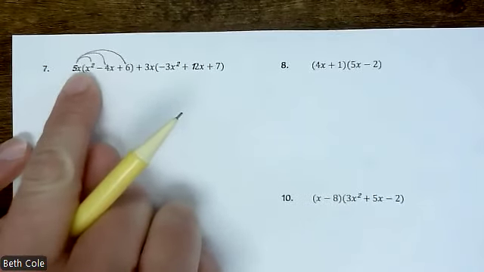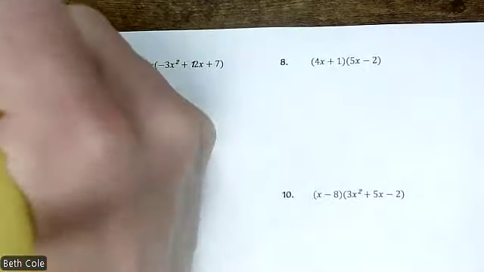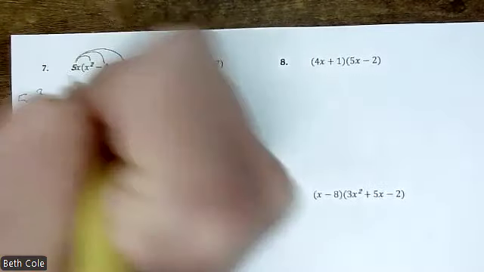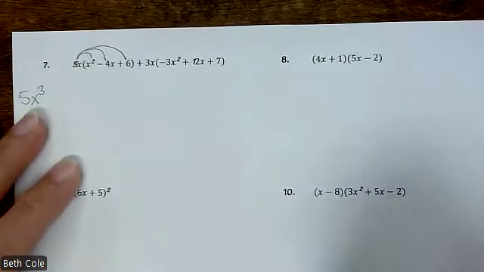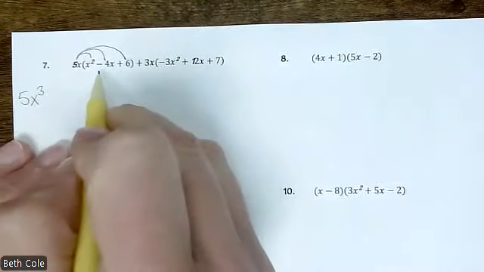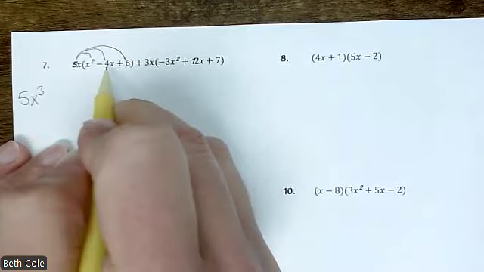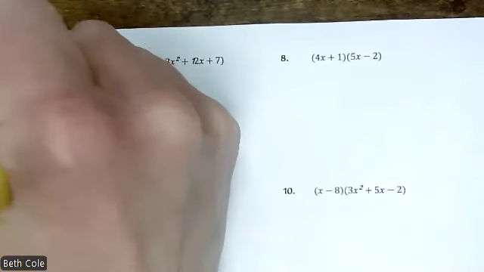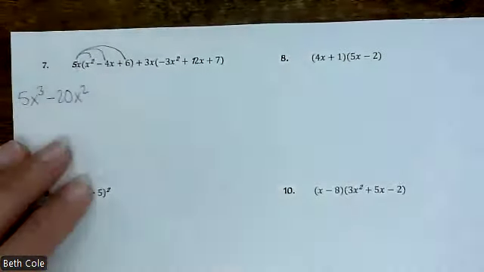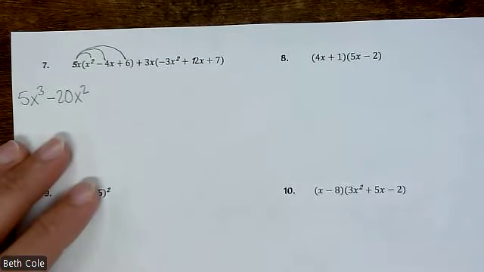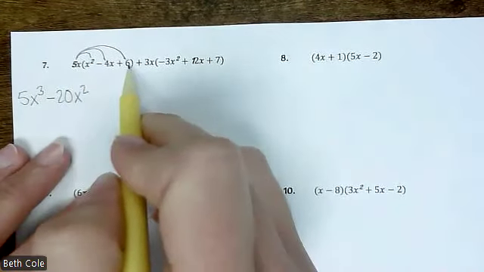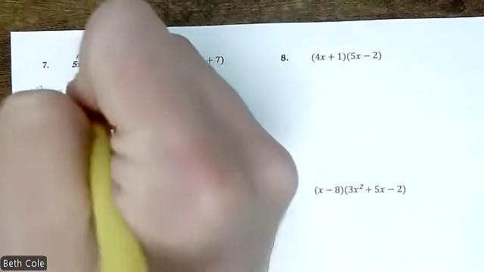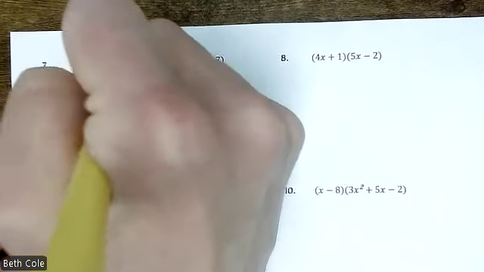So what's that going to give you for the first term? Close. Cubed. Good. 5x cubed. Why is it 3? You add them. 1 plus 2. Good. All right. Next one. 5x times -4x. -20x squared. 1 plus 1 is 2. All right. And then the last one. 5x times 6, not plus, 30x. Good job.